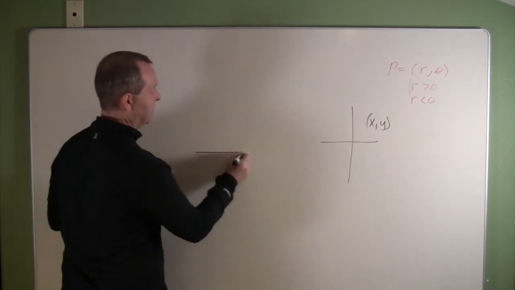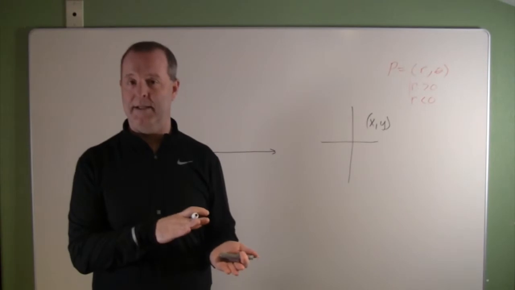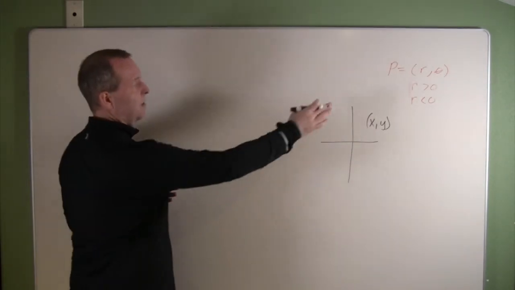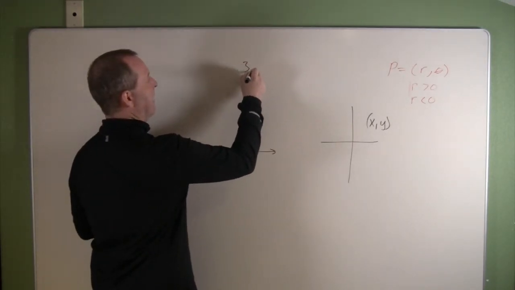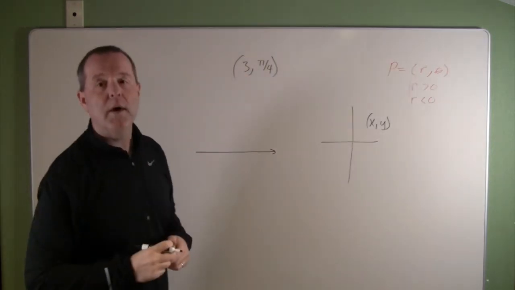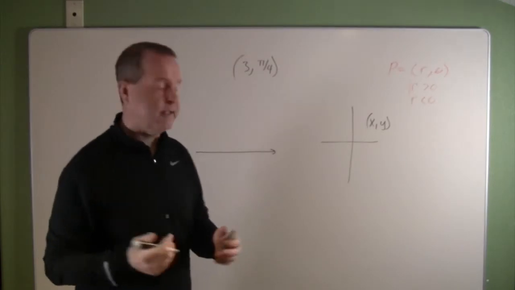So let's say that I have some axis, and everything's defined by its polar axis. And this one runs horizontal. And then from there, I'm using some angle. So let's say I have the polar coordinates 3 and pi over 4. Well, where is that point at?